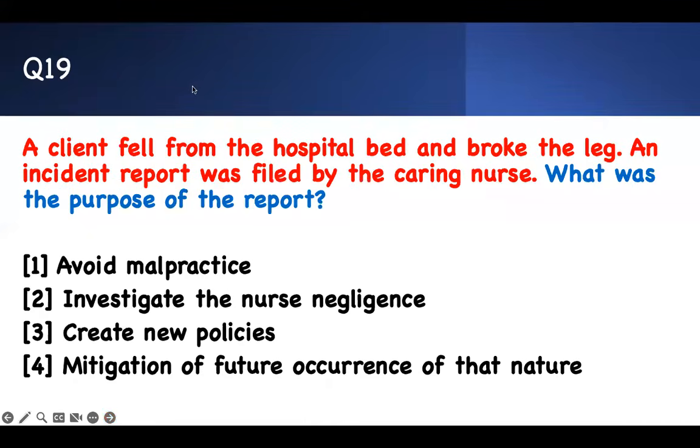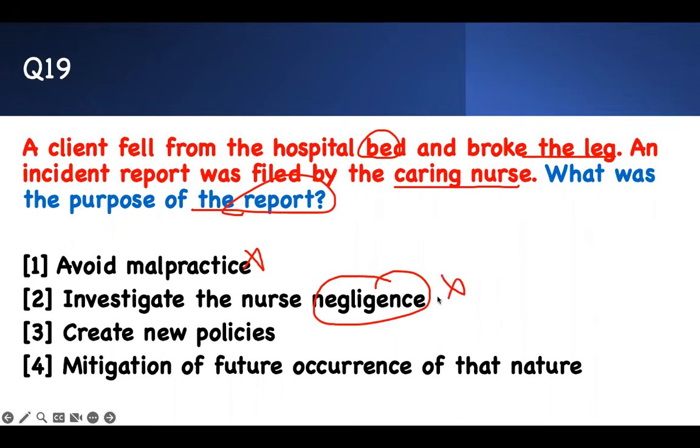Number 19. What was the purpose of the report? As we've talked about, right? I read from the back, test taking skills. A client fell from the hospital bed and broke the leg. An incident report was filed by the caring nurse. Why was the report filed? Avoid malpractice? No way. Investigate the nurse's negligence? We know she's negligent. That's not the reason why. Create new policies? No. We can create new policies whether a patient fell from the hospital bed or not, to mitigate future occurrence of that nature.